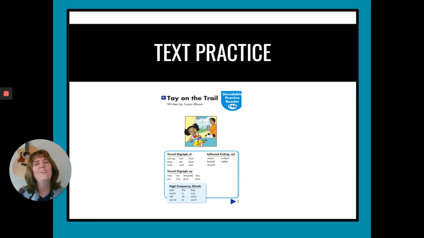Our story is called Tay on the Trail. Now, what we're going to do is I'm going to read a page, and then I'm going to wait for you to read the page. And then I'll read the next page, and I'll give you some time to read it too. Or if you like, you can just turn your volume down and read it all by yourself. You get to choose. All right, are you ready?